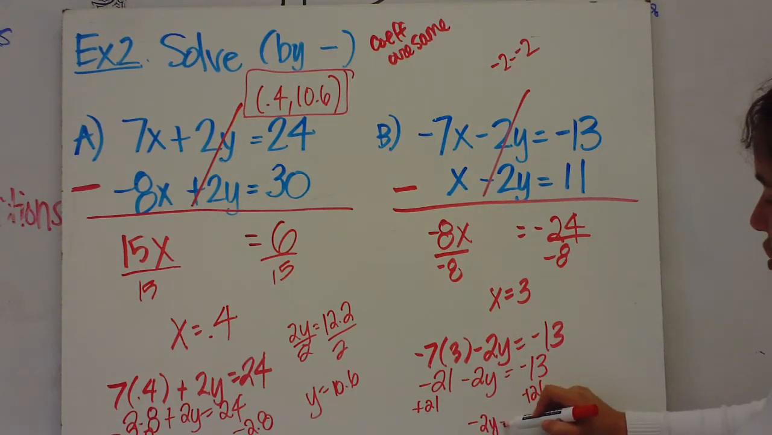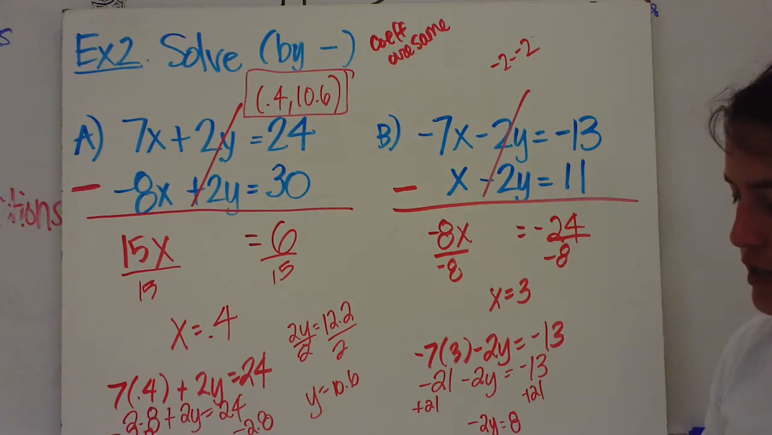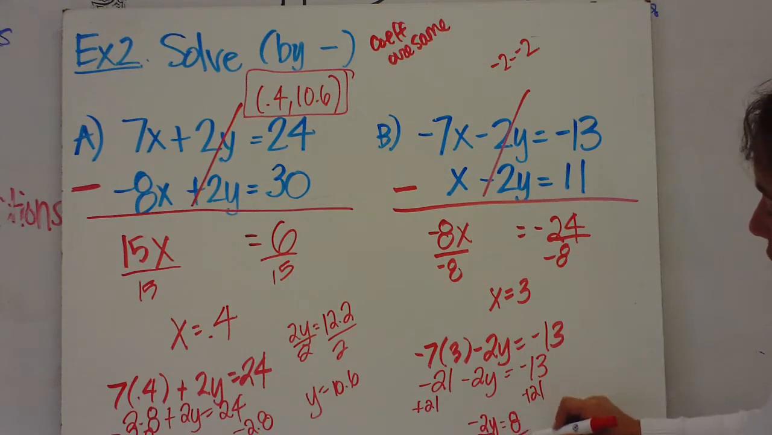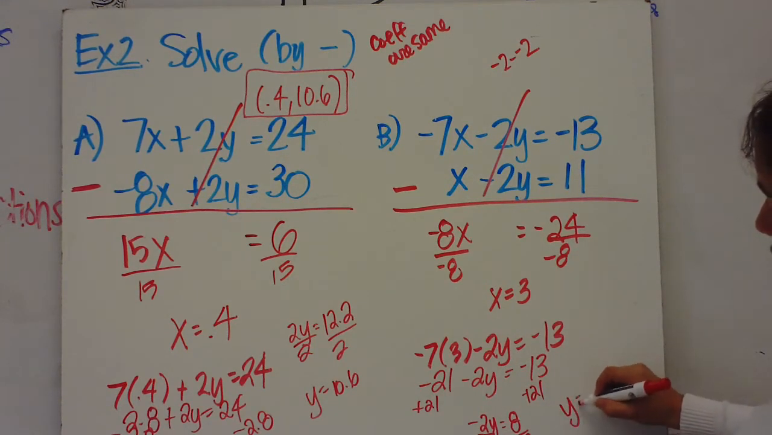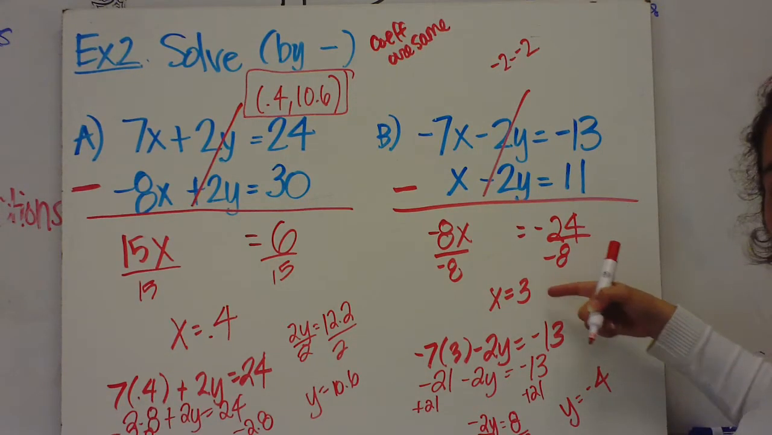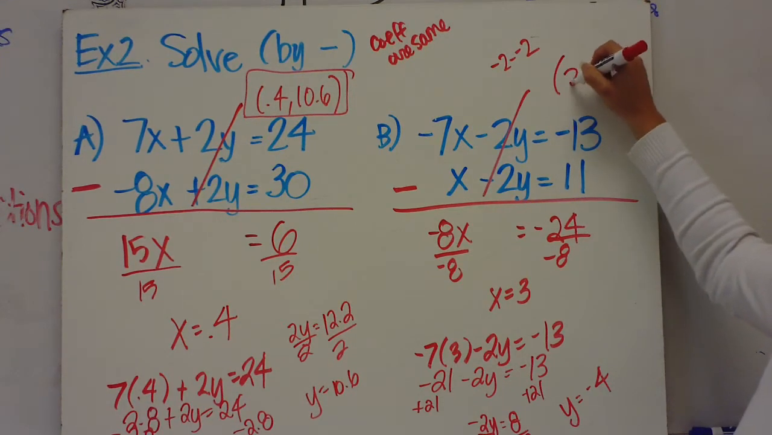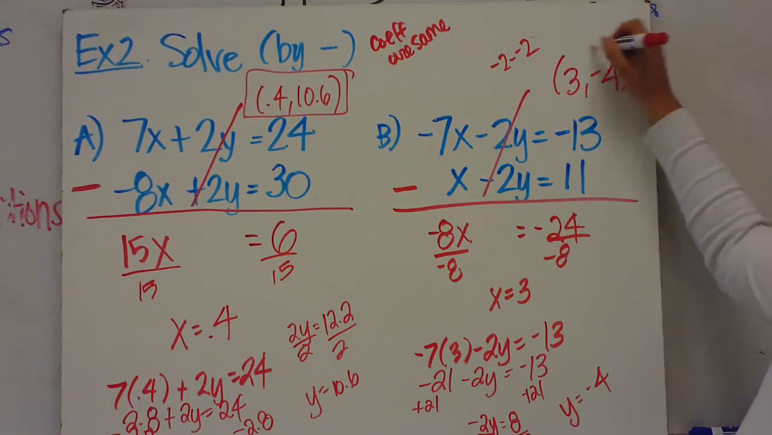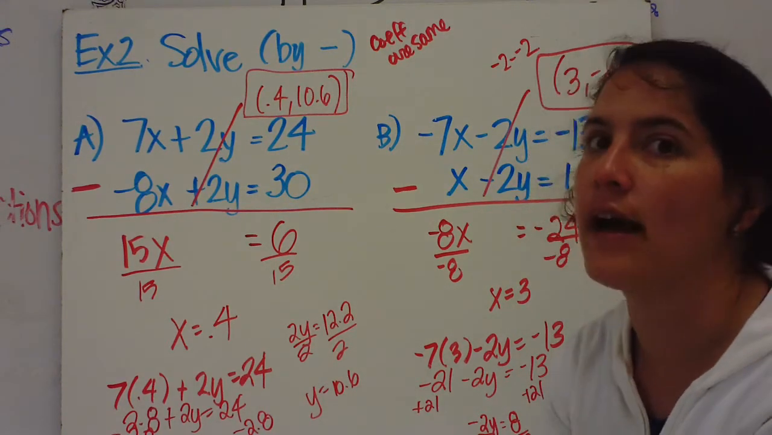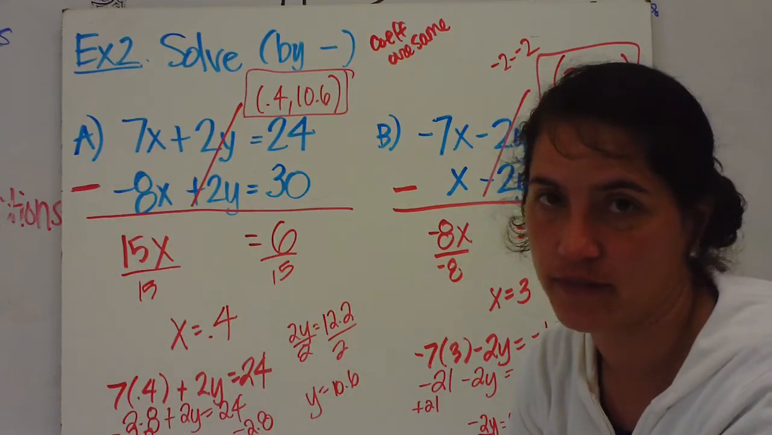And I get negative 2y equals 8, I think. Negative 13 plus 21. Divide both sides by negative 2, and y equals negative 4. So I have an x value, I have a y value, so my final answer is 3, negative 4. And I used solving a system of equations by elimination, and I've just shown you how to subtract the equations.